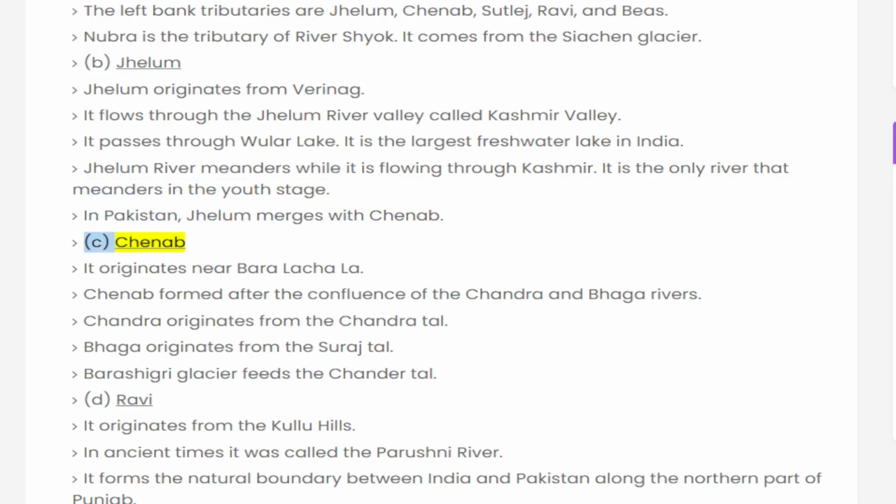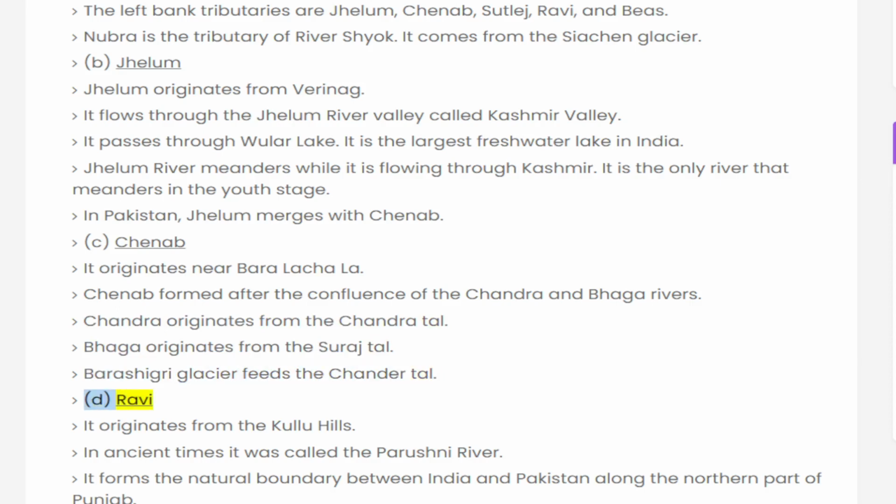C. Chenab. It originates near Baralacha La. Chenab is formed after the confluence of the Chandra and Bhaga rivers. Chandra originates from Chandra Tal. Bhaga originates from Suraj Tal. Bara Shigri Glacier feeds the Chandra Tal.